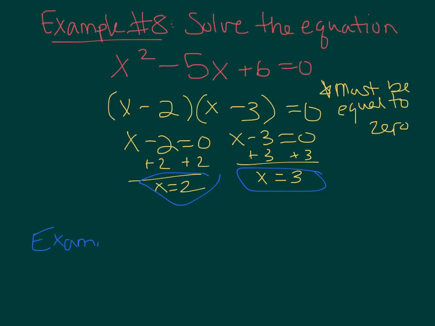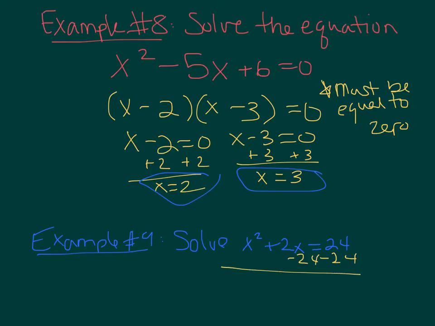So I'm going to give you one more that I would like you just to try on your own. Although if you want to watch me do the first step, I can. So we're going to solve x squared plus 2x equals 24. The one thing I'm missing from the previous one is that it's not equal to 0. However, I can change that by moving over that 24. So then from there, I'm going to get x squared plus 2x minus 24 equals 0.